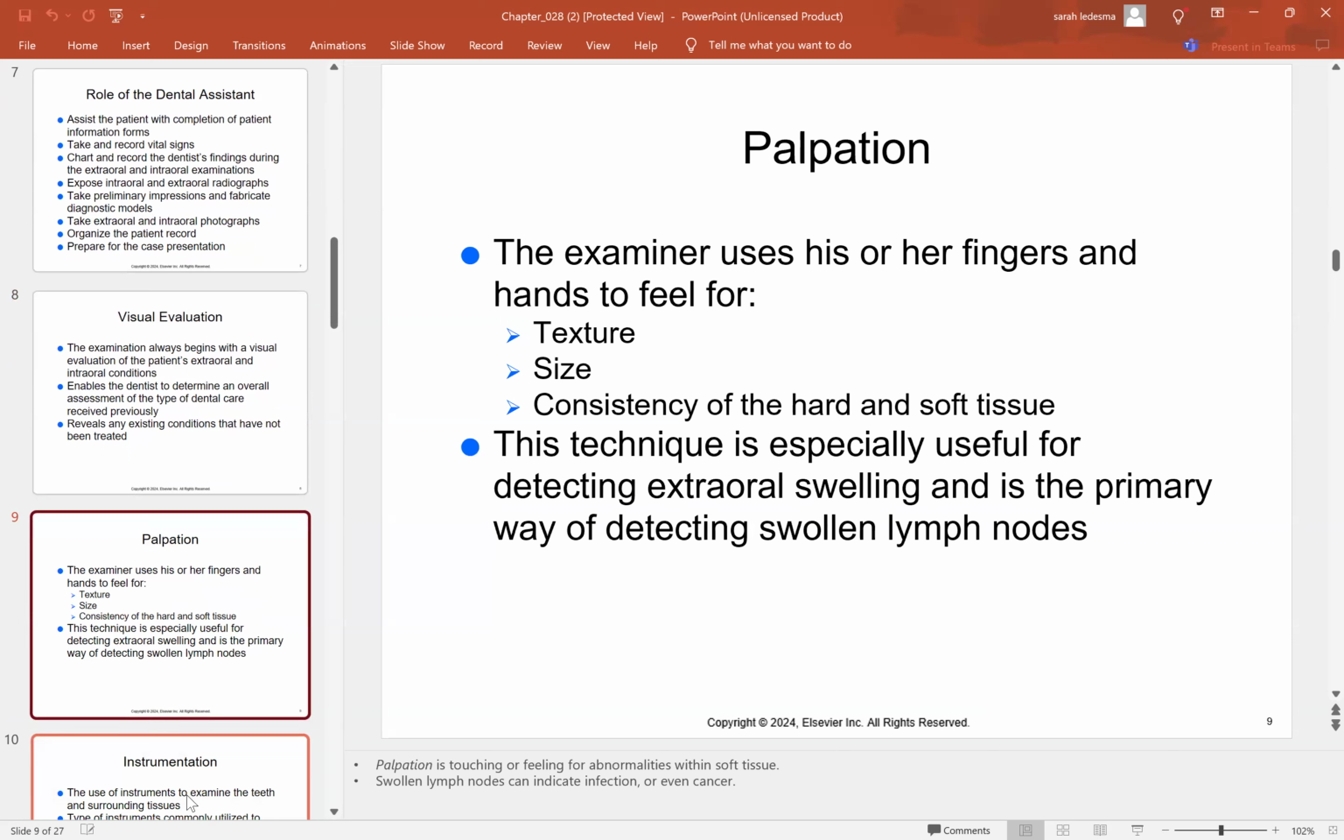Palpation. The examiner uses his or her fingers and hands to feel for texture, size, and consistency. This technique is especially useful for detecting extraoral swelling, which is primarily a way of detecting swollen lymph nodes.